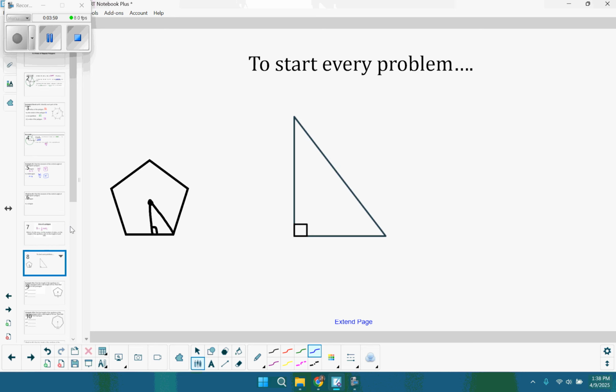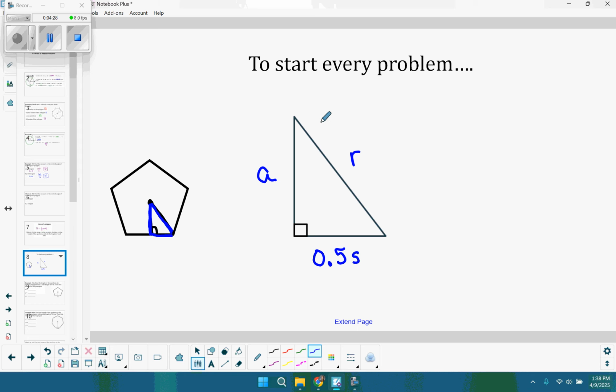To start every problem, we will sometimes have a picture, but maybe we won't. But we're going to create the little right triangle that exists inside when we connect the apothem to half of the side, and we use a radius. So that's the little triangle I've drawn here. So this is the apothem, this is the radius, and this is half of the side. I'm going to write that as 0.5 S.